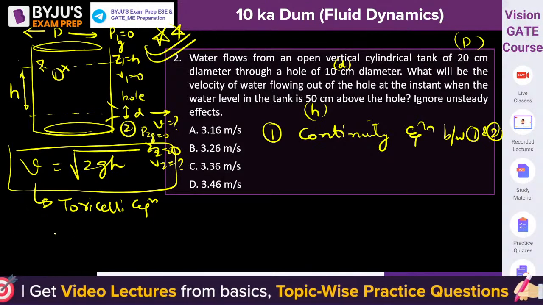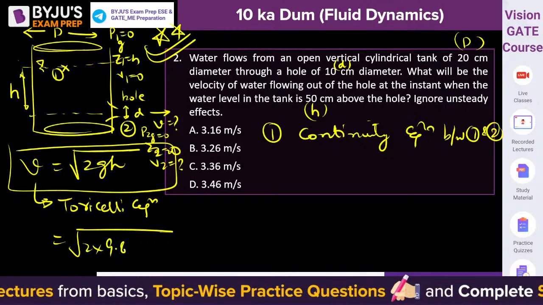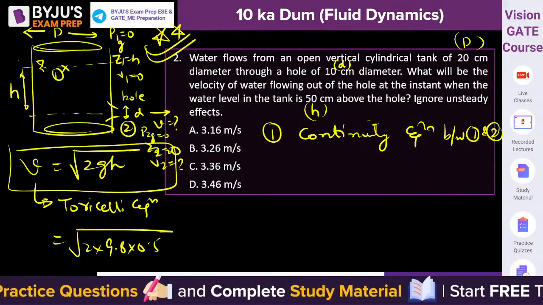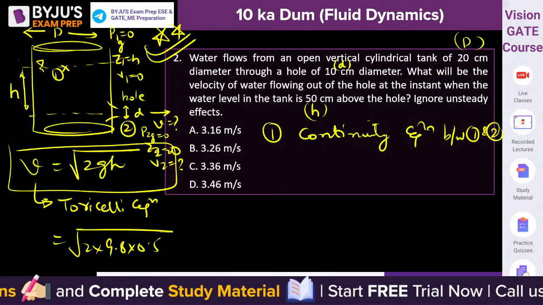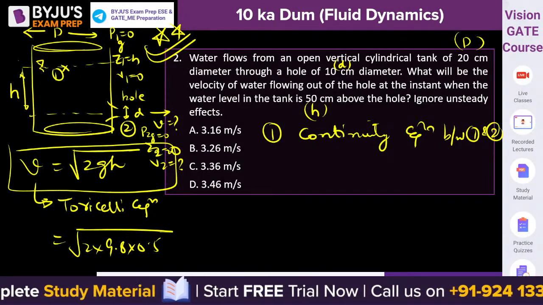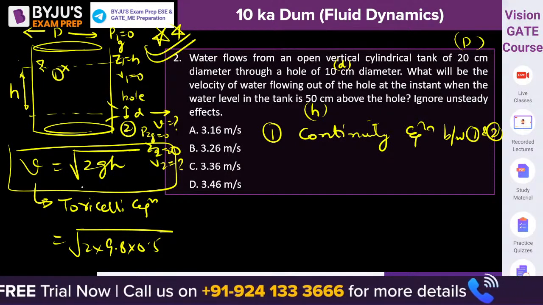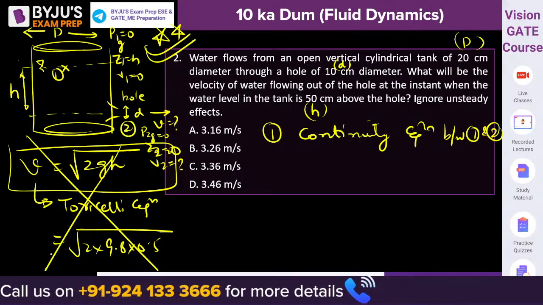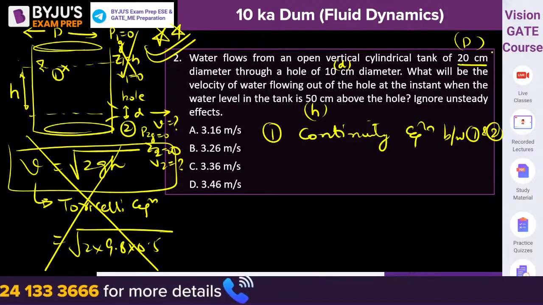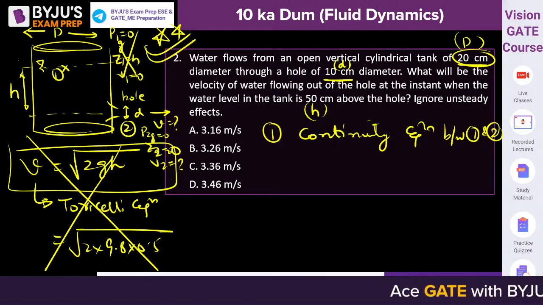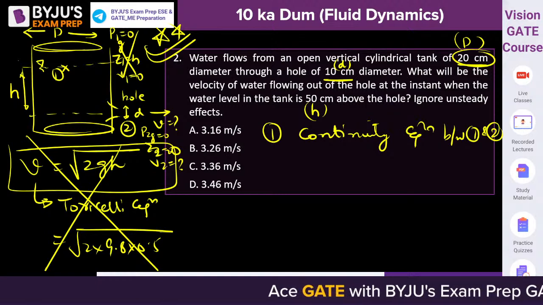So there we use this. What is the answer? Under root 2 into 9.81 into 50 centimeter converted into meter, that is 0.5. That is what people do. Let me tell you, this will not be correct. Why? Because the diameter of the cylinder is not infinite. When the diameter of the cylinder is very large compared to the hole, then we assume the velocity to be 0 in the cylinder. Now here the velocity in the cylinder will not be taken as 0.